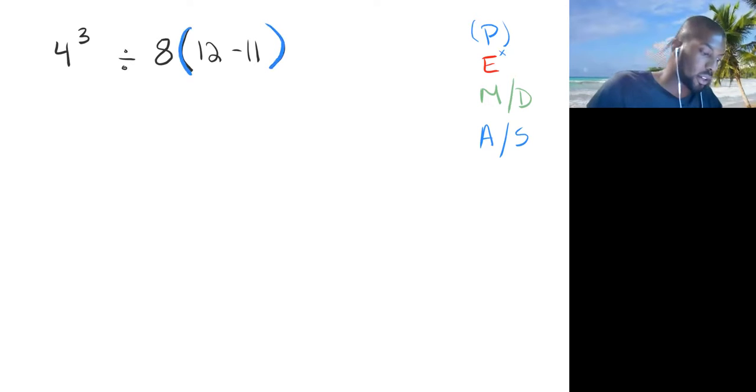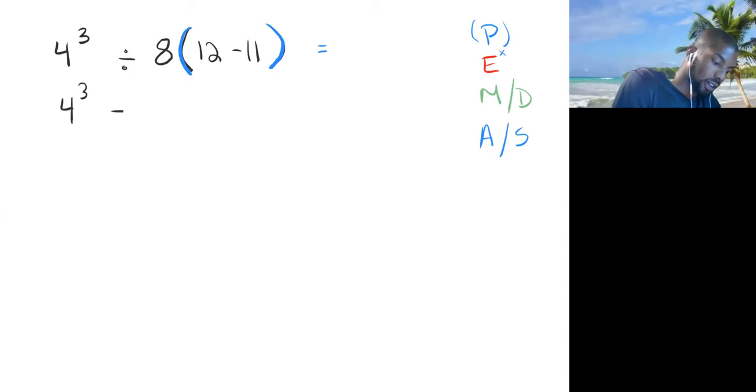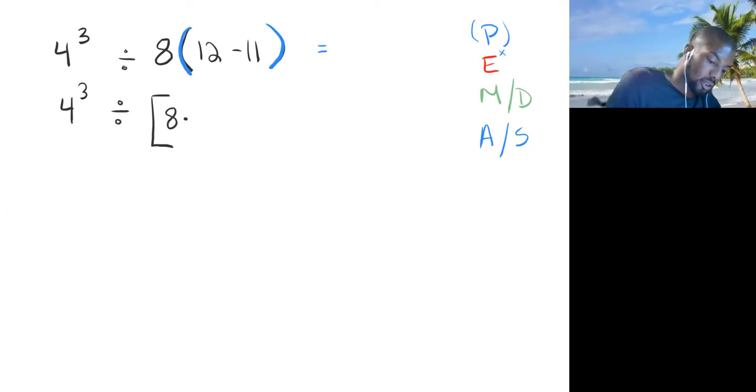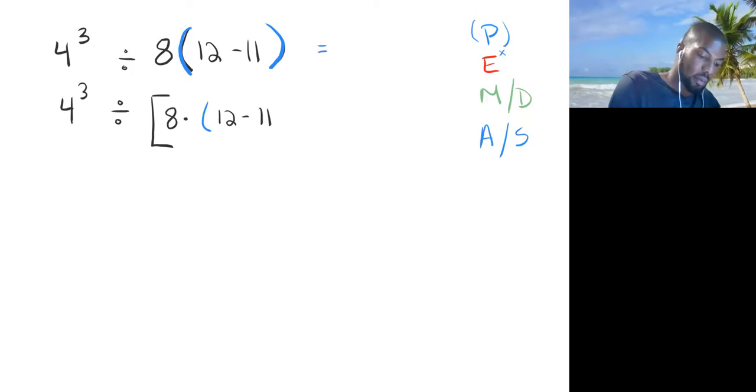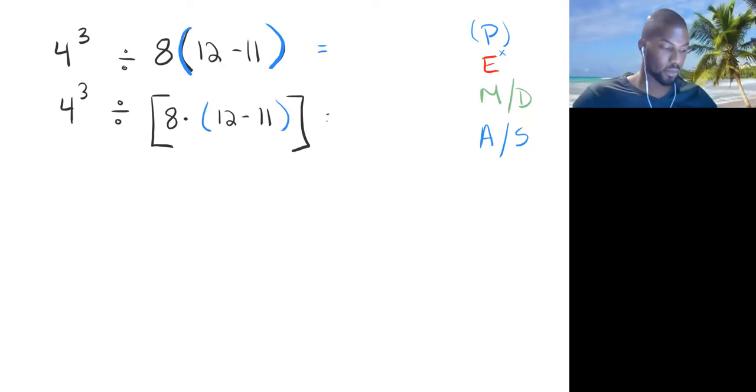I first have to understand that anytime I have a number like 8 next to a parentheses like that, hugging it, what's really going on is its multiplication. So it looks like this. If I wrote it out correctly, it would be 4 to the third power divided by, in brackets, 8 multiplied by whatever is inside this parentheses. And you'll notice that there is, in fact, subtraction in there, but because it's in the parentheses it's more powerful. It takes precedence. It goes first. All right?